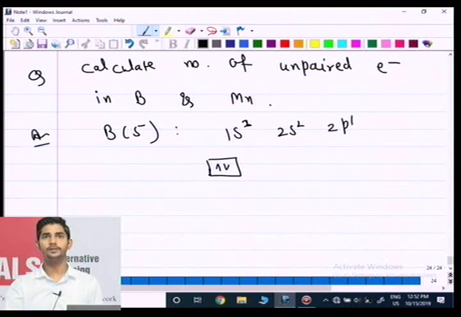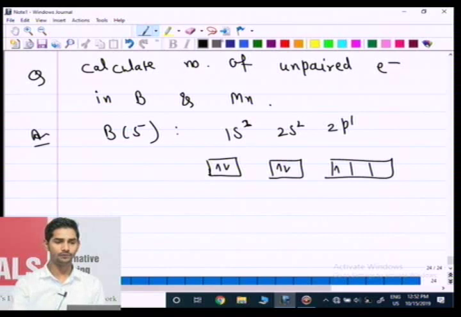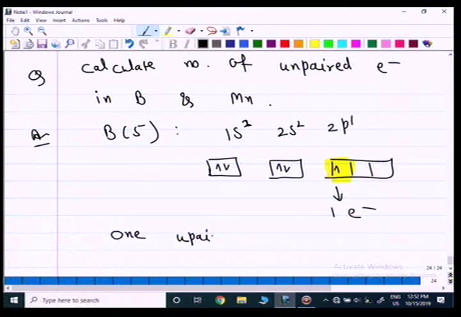If both the electrons are present, it means it is fully filled, no unpaired electrons. If I talk about 2s2, again it is paired. If I talk about 2p1, in one atomic orbital there is only one electron. That's why this is an unpaired electron. So in boron there is one unpaired electron. Any confusion or doubt?